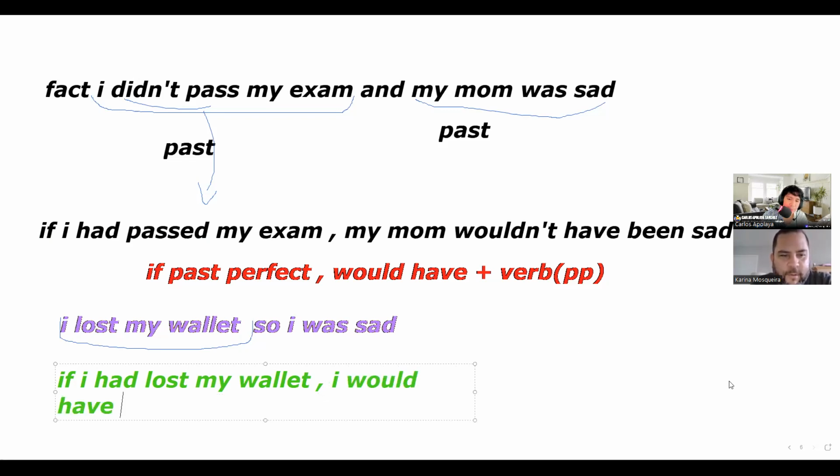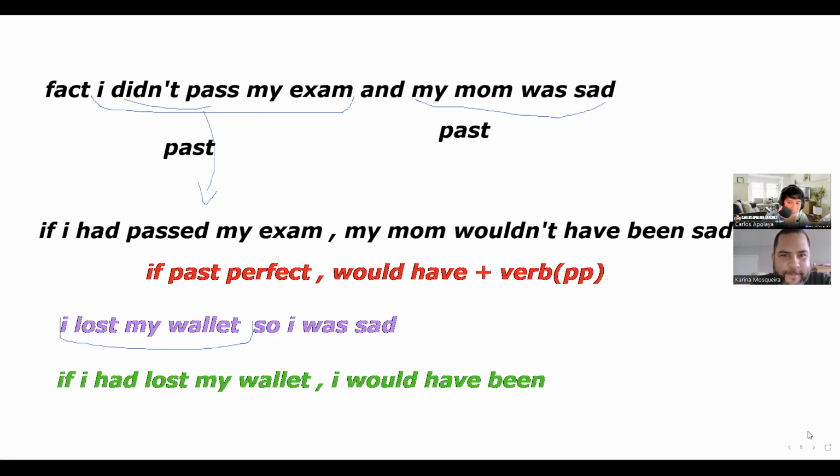I would have. Do you remember this structure? Or maybe we can review the past perfect? I don't remember that. Okay, so let's practice it. The past perfect. Let's practice it. Okay. So forget about this one. Okay, then we can come back.